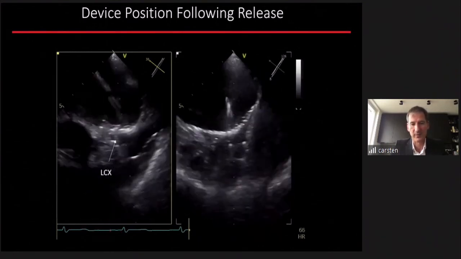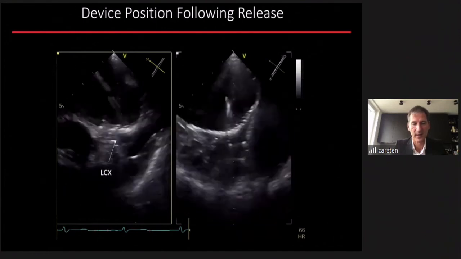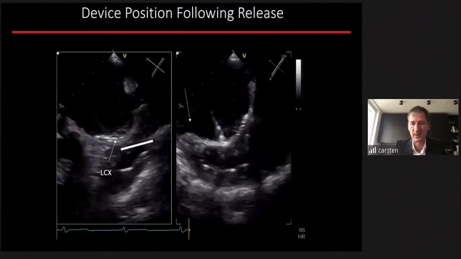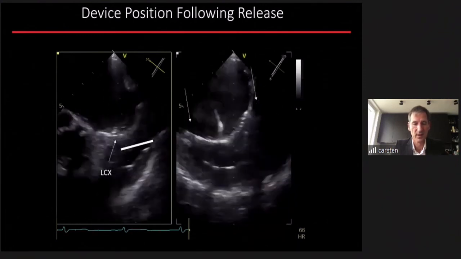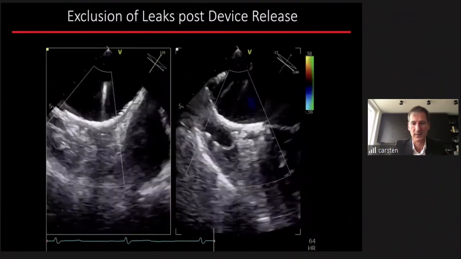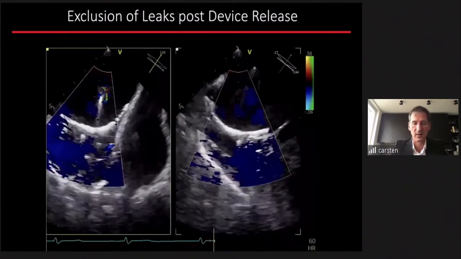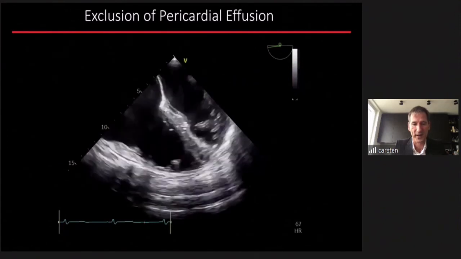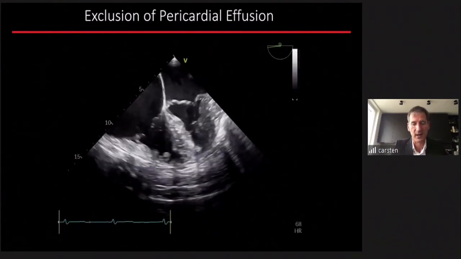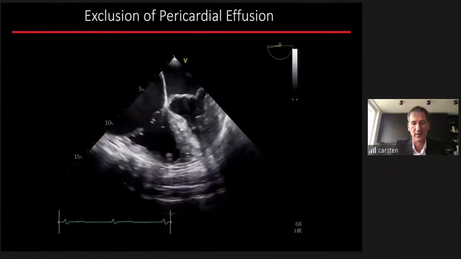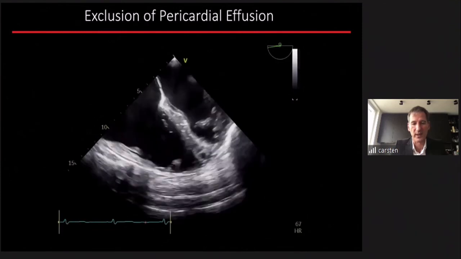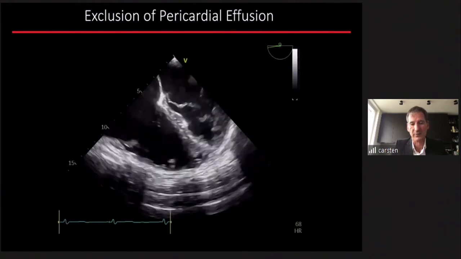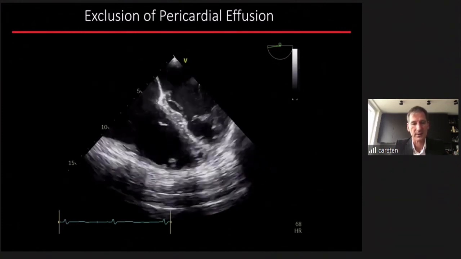Okay. At least then we check the position after release. Here we have the circumflex, here we have the umbrella, and we have the disc that is sealing the ostium. Everything looks nice in the Doppler as well, without any leaks. And finally, the check: we don't have any pericardial effusion. I have to say that with all Lambert devices we implanted, we did not observe any effusion until now.